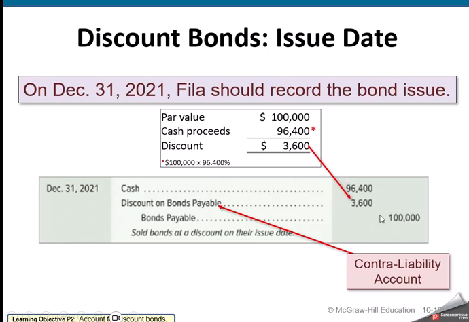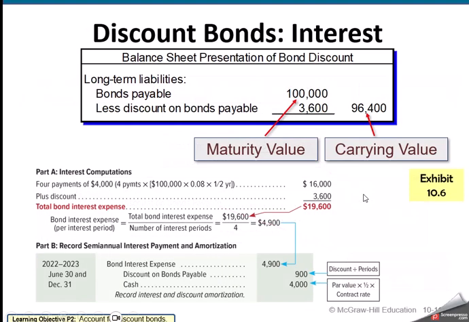We always put the face value or the par value as our liability, because that is what the company is legally obligated to pay back at the end. It doesn't matter what people pay them today. They've got to pay the $100,000 back. And then the difference is going to go to a discount account. So if we were to look on our balance sheet, we'd see the bonds payable less that discount, and then the carrying value of the $96,400.